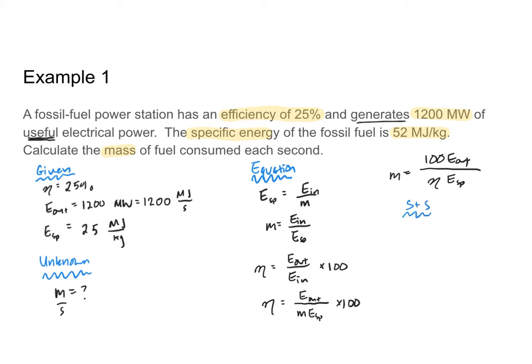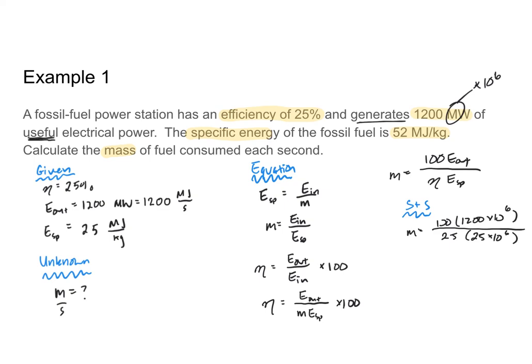So I know that my mass is equal to 100 times my output energy, or 1200 times 10 to the third, or 10 to the sixth joules per second. And I know 10 to the sixth from that capital M, which stands for mega. And I'm going to divide that by eta, which is 25, times my specific energy, which is 25 megajoules per kilogram. So I can write that as 25 times 10 to the sixth megajoules per kilogram.